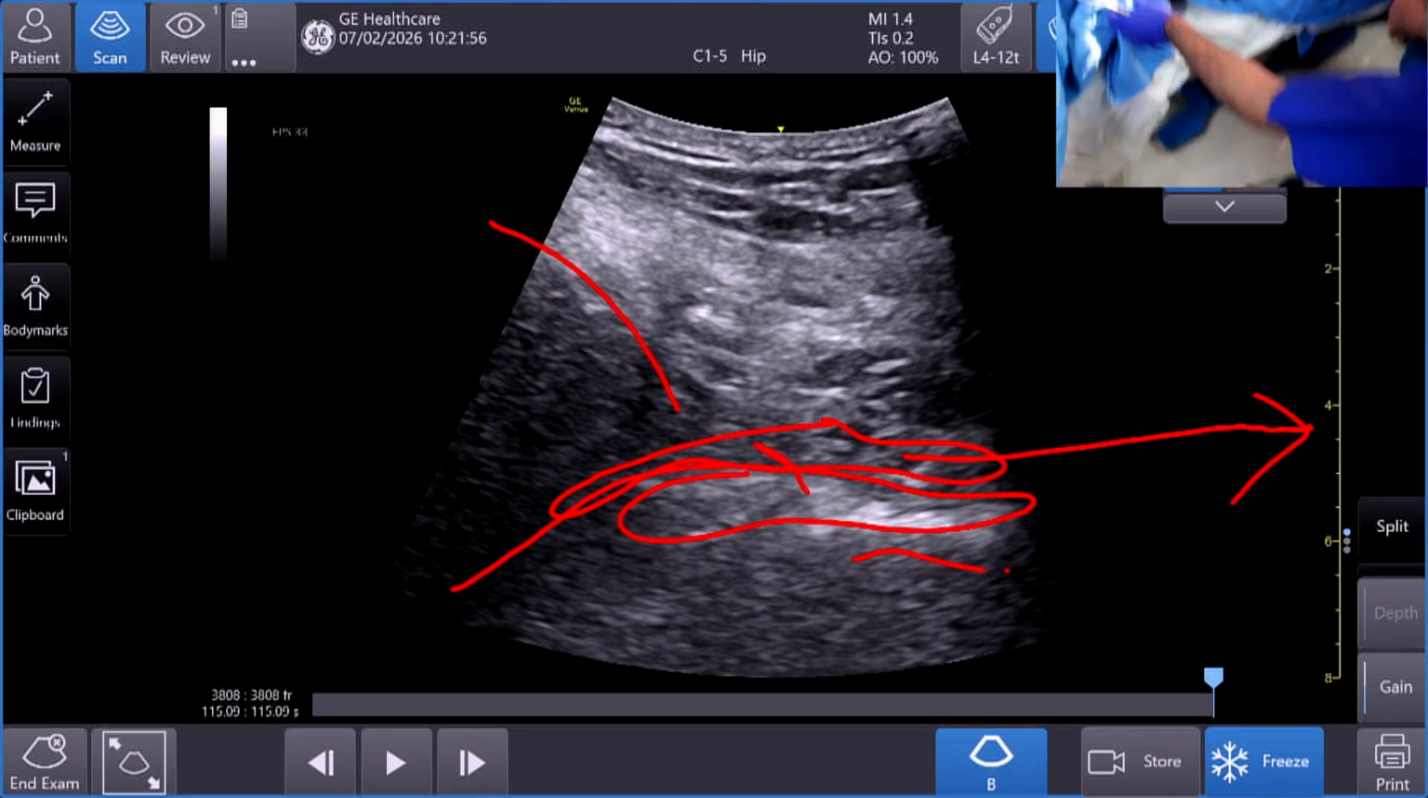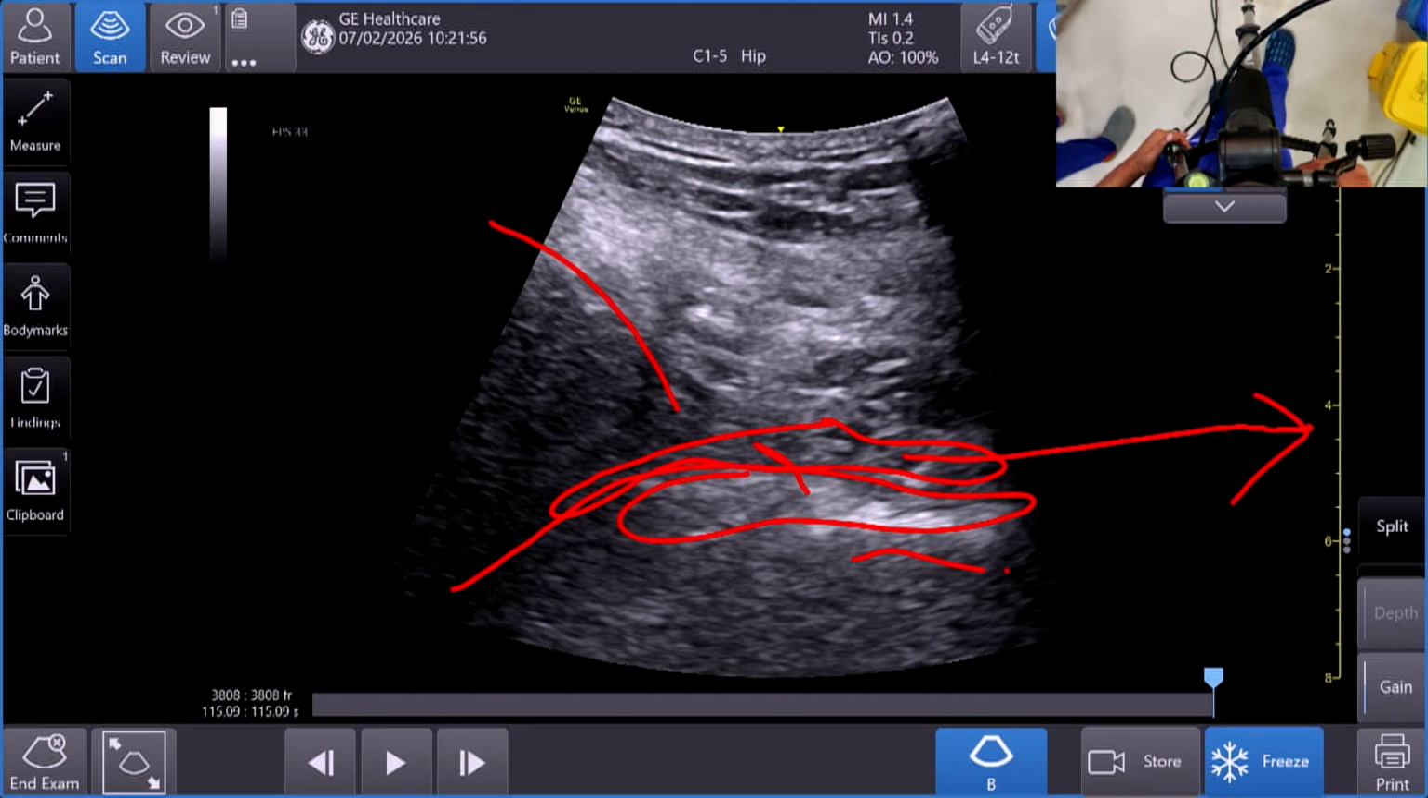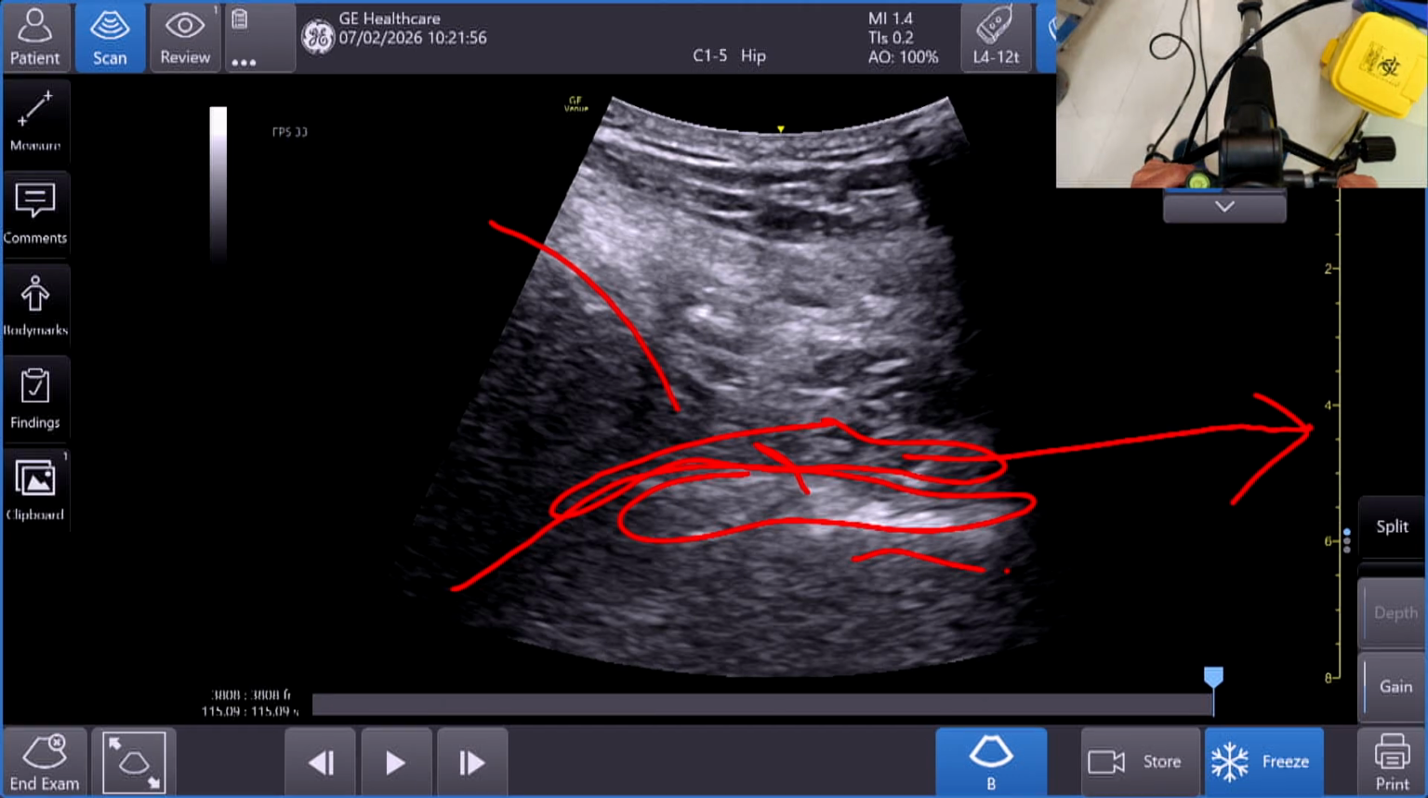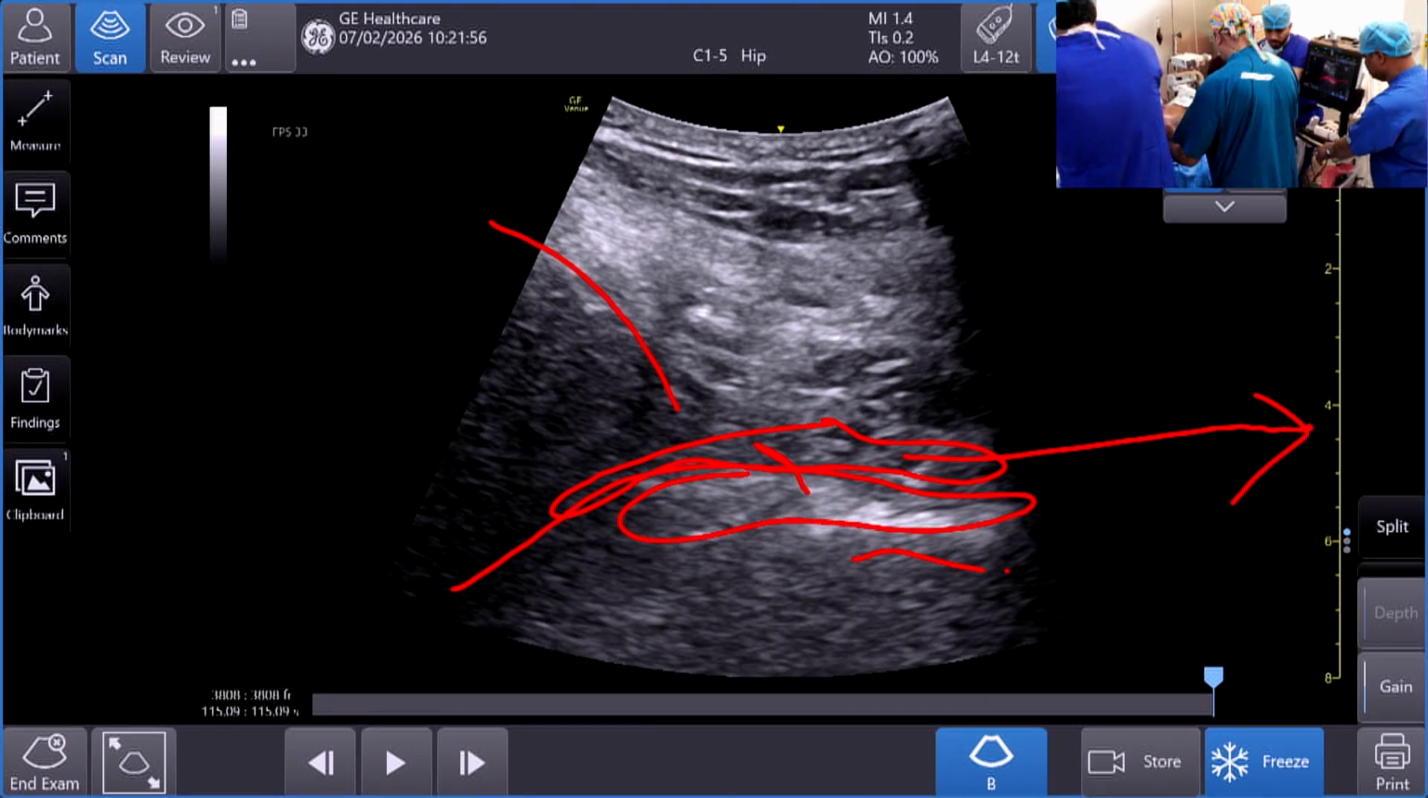So thank you very much, Devesh. We are done with this case. If you have any questions, we can answer, or you can go ahead with your scanning session. So any questions on lumbar plexus?